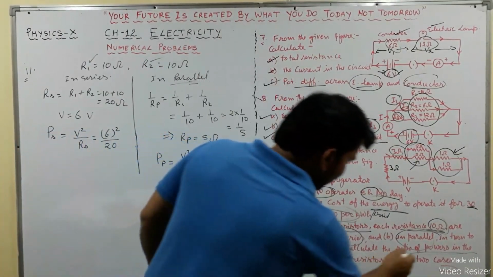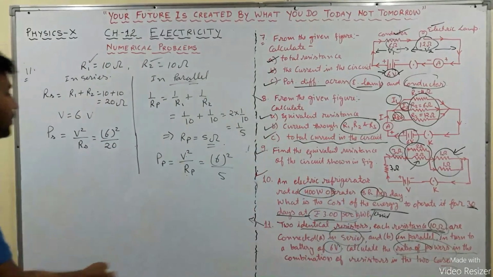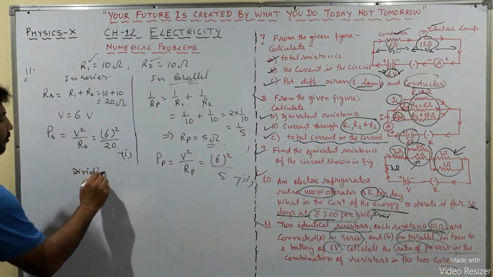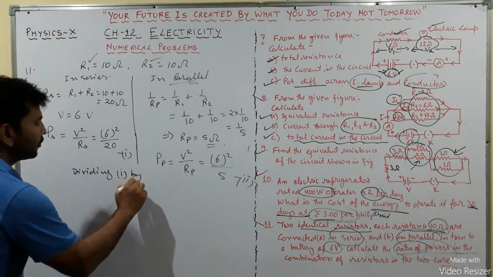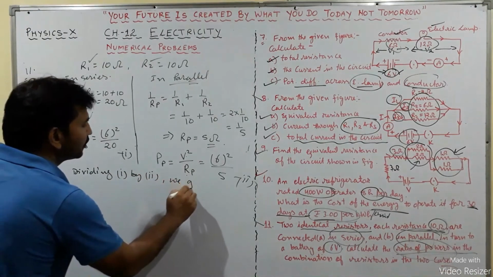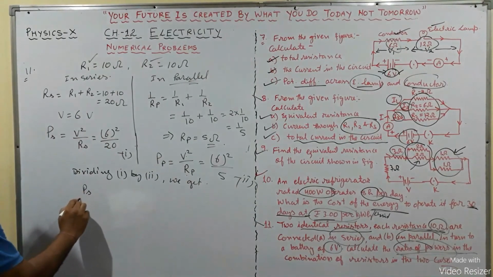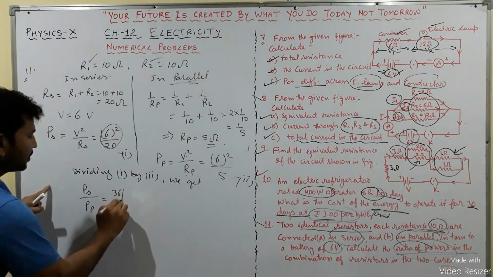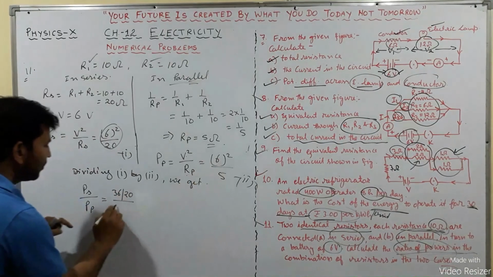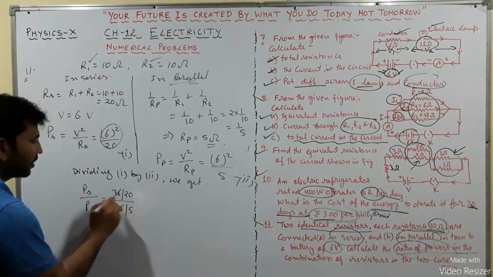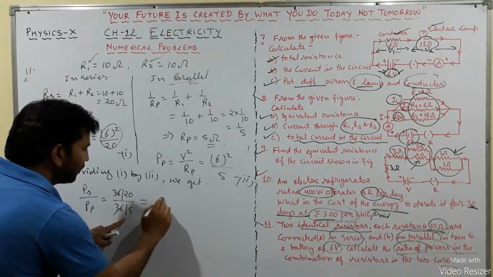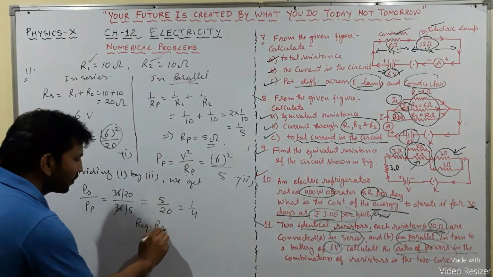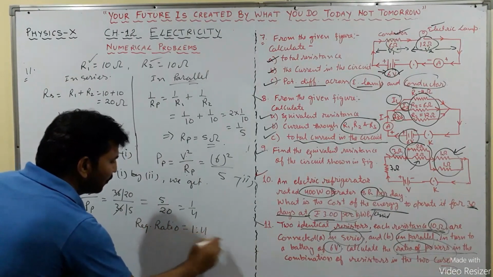What we need to calculate is the ratio of the power. That means we will divide both the relations. Dividing equation 1 by 2, we get PS upon PP, that is 36 by 20 upon 36 by 5. We can cut 36 by 36, then 5 upon 20, or 1 by 4. So the required ratio is 1:4.